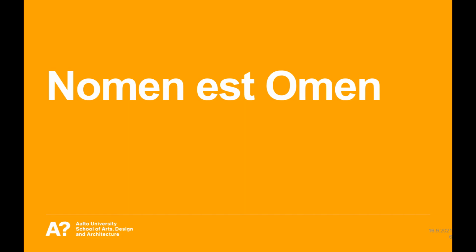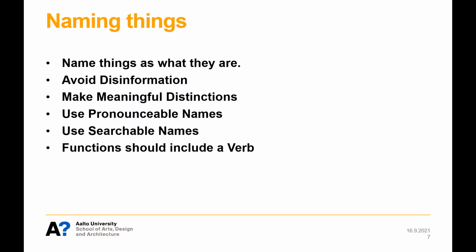Let's start with names. Names are probably the most important thing about clean code. Many of the things I will talk about today will be taken care of by Visual Studio to some extent, but names is completely in your hand. There are a few rules for naming things.